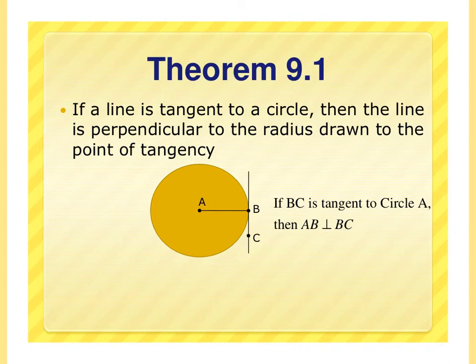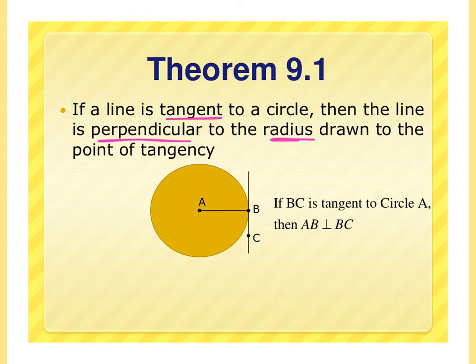So theorem 9.1, which the actual number means absolutely nothing. It just means it's the first theorem mentioned in chapter 9. But what it says is what's universal to geometry, and that's what's important, right? If I took this theorem and put it in another book, it might not be called theorem 9.1. But it does say the same thing, which is if a line is tangent to a circle, then the line is perpendicular to the radius drawn to the point of tangency. So perpendicular to the radius, tangent, perpendicular to the radius.